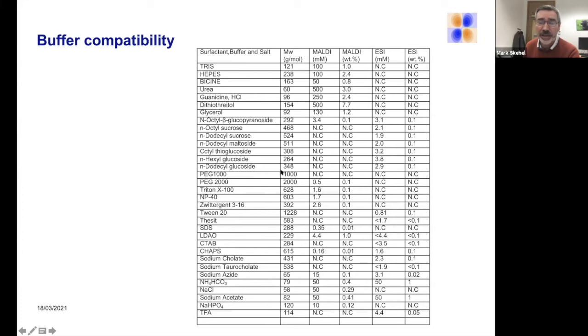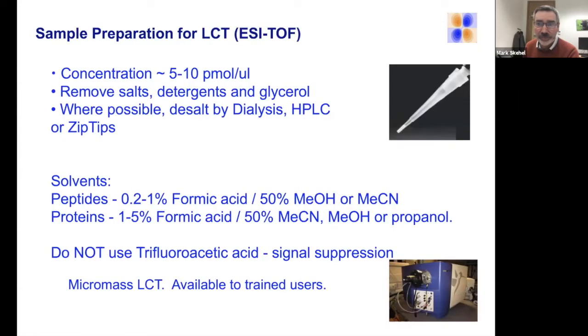There are guidelines online, and you can refer back to this slide pack if you want to work out which buffers you should be using. But generally I would stay clear of salt and detergent. If you do have any of those, of course, you can clean them up on zip tips and get your samples into more appropriate buffers: formic acid, methanol, acetonitrile. Again, steer clear of TFA. You get a suppression of signal. You'll only get about 10% of your signal.